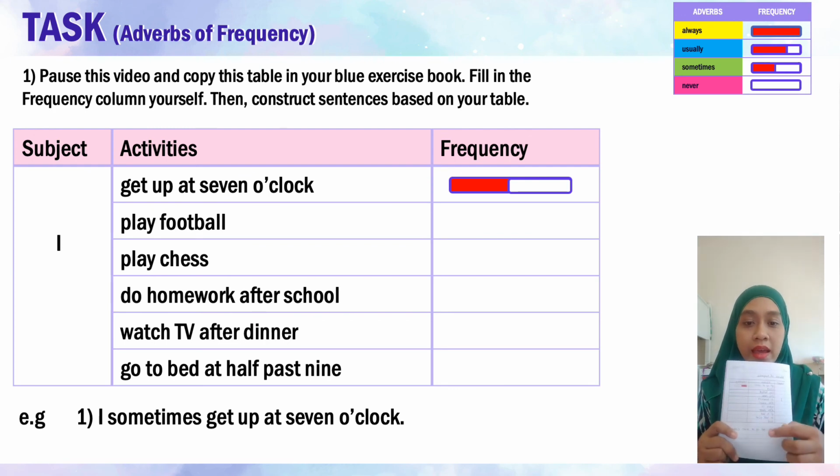And then at the bottom of the table, please construct your sentences. For example, I have here, I sometimes get up at 7 o'clock. And then do number 2, 3, 4 up to number 6.